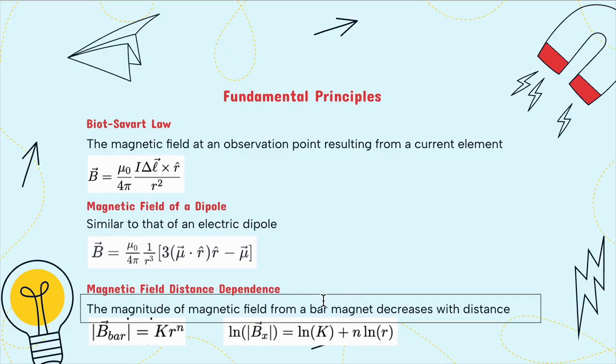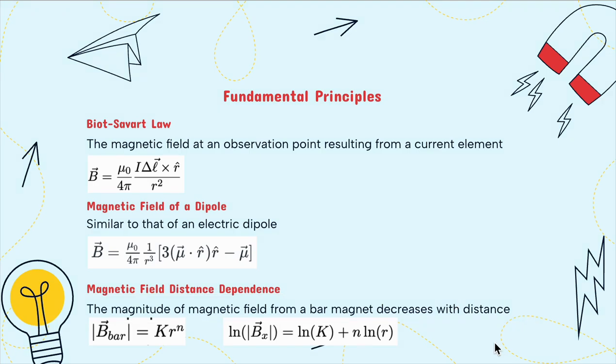And then also the magnetic field distance dependence. These equations were given to us in the lab and state that the magnitude of a magnetic field from a bar magnet decreases with distance. We have that magnitude equation right here, and then to the right is the linearized version, where we took the natural log of both terms.